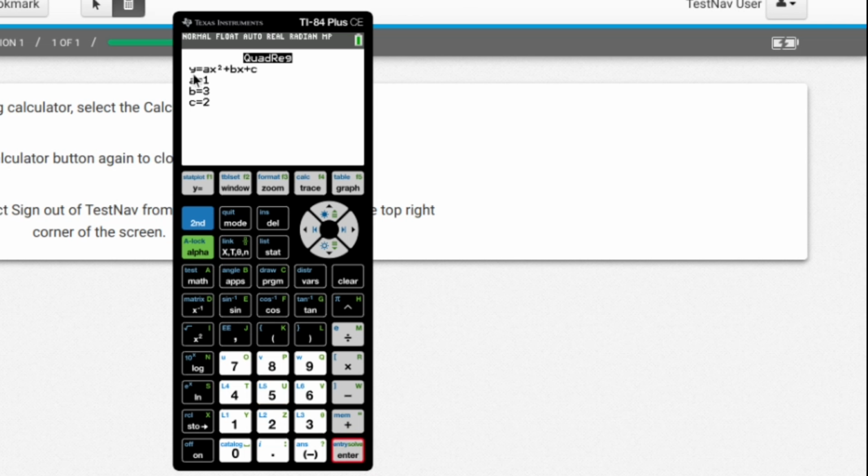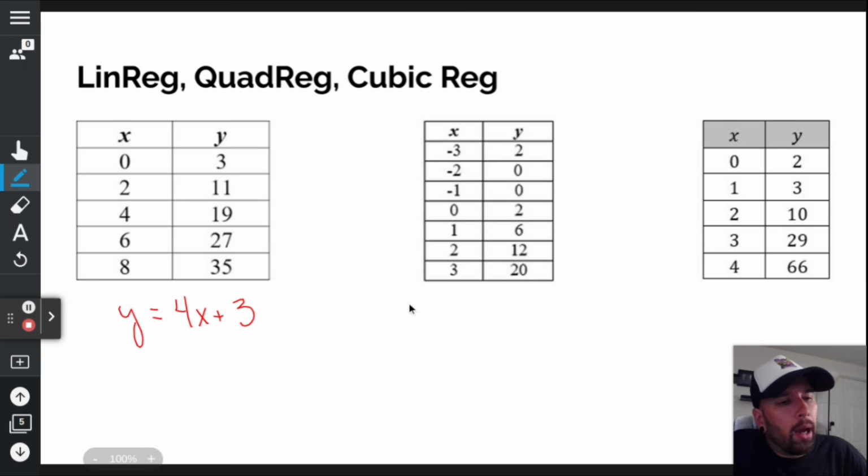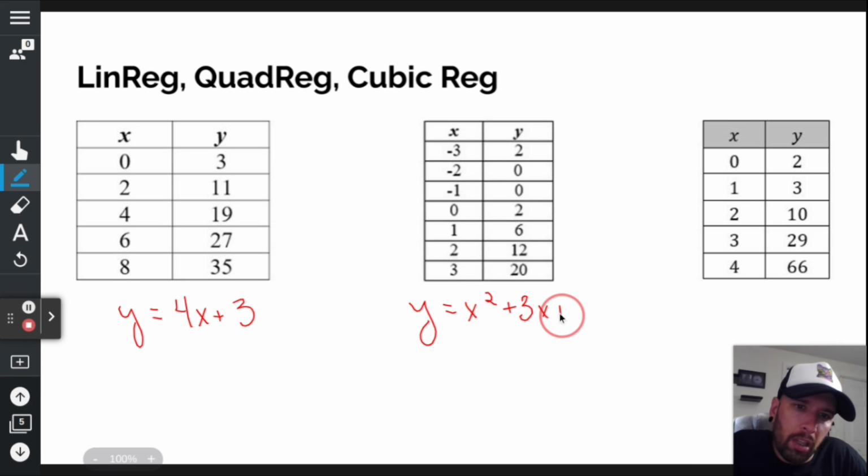So you have the standard form of a quadratic equation, y equals ax squared plus bx plus c. A is 1, so replace that. B is 3, so replace that. C is 2, so replace that. And at the end, we should have y equals x squared plus 3x plus 2. That's our quadratic formula. Quadratic regression gets us y equals x squared plus 3x plus 2. Same exact process as this one.